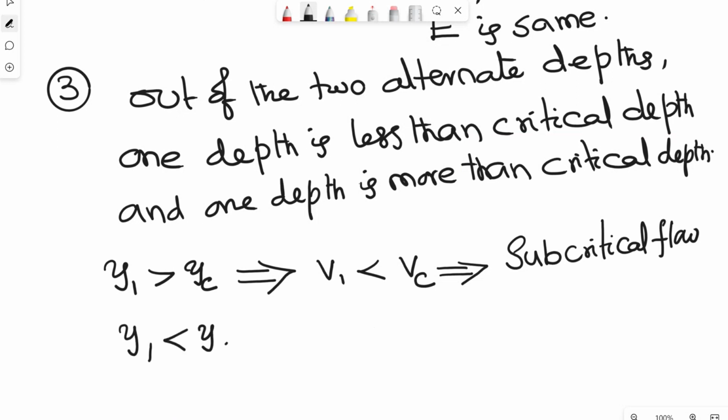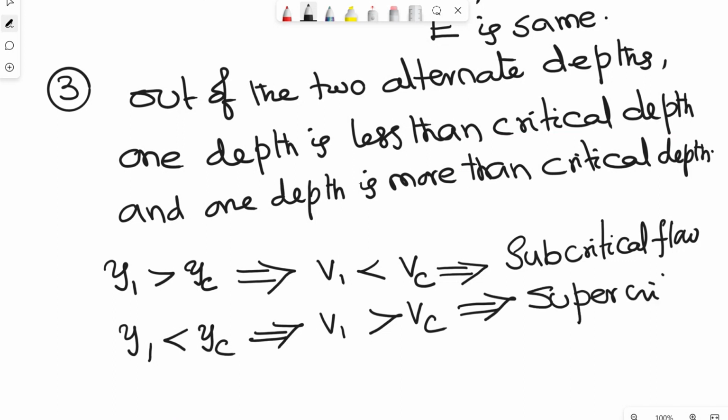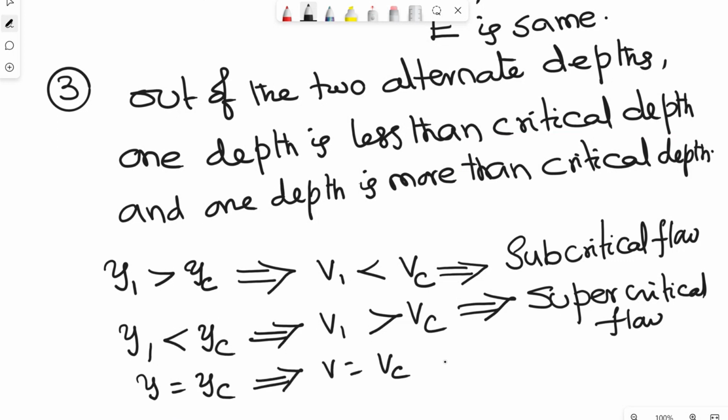Y1 is less than Yc, V1 is greater than Vc, corresponding to supercritical flow. And when y is equal to Yc, V is equal to Vc, it is called critical flow.